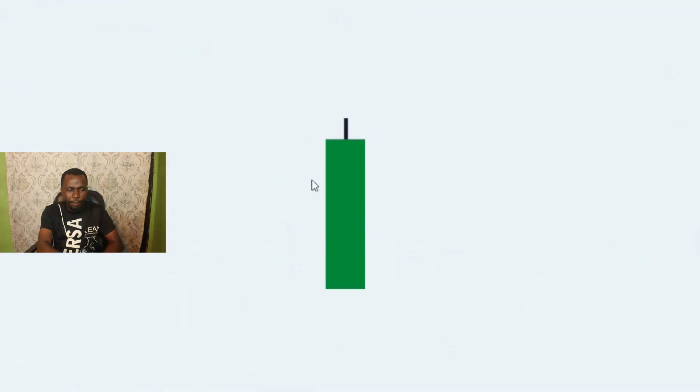So this is an example of what I'm talking about. If you see this candle now, you can see that the buyers are very strong. The candle opened here without any rejection down here, went up, and this is the highest that the candle went, and then it closes here. So this is a strong bullish candlestick, a strong bullish candlestick.